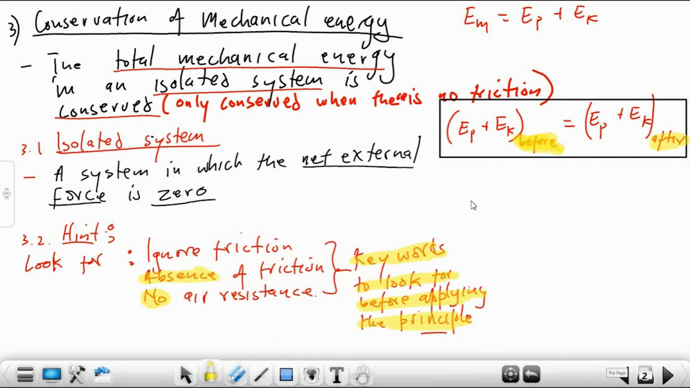Any questions up to this far relating to conservation of mechanical energy? No, I don't have any questions. Okay, thank you very much.